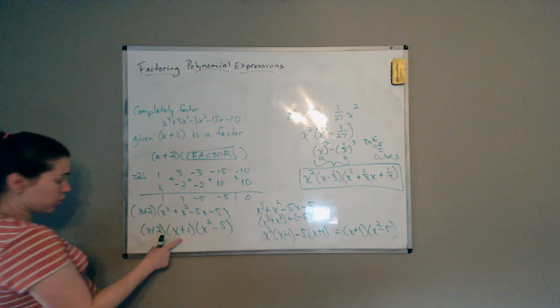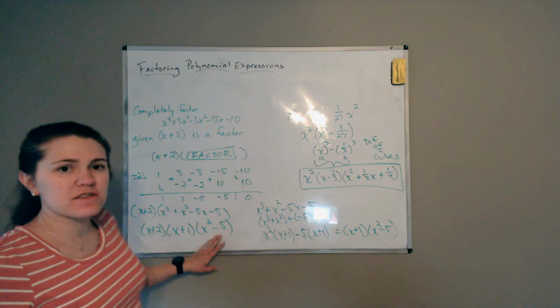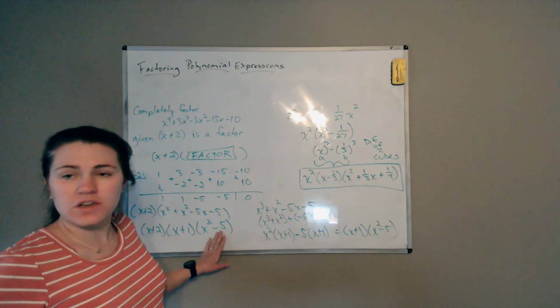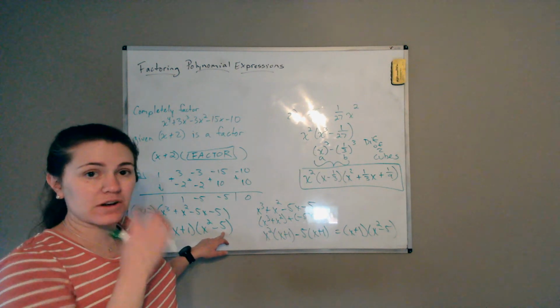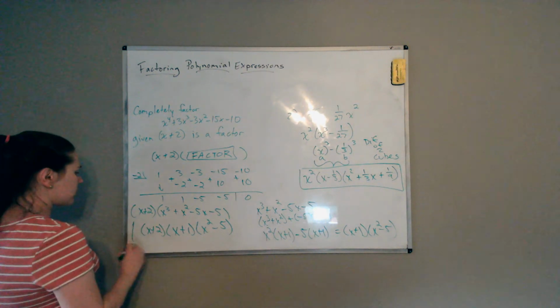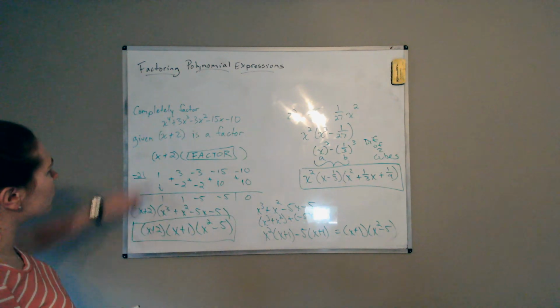Can x plus 1 be factored any further? No. Can x squared minus 5? Well, this could be the difference of squares or the difference of cubes. Okay, I can't take 5 and write it as a perfect square, and I can't take 5 and write it as a perfect cube using integer values. Therefore, this is the completely factored form of this.